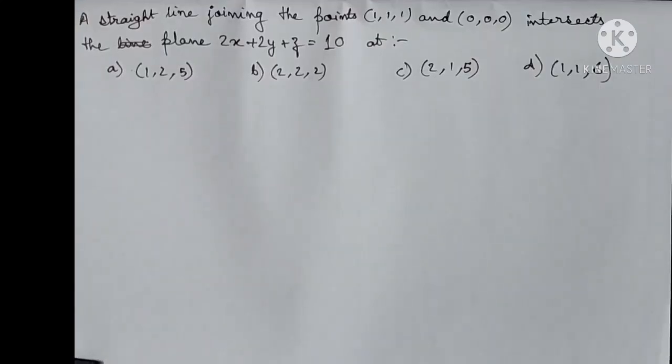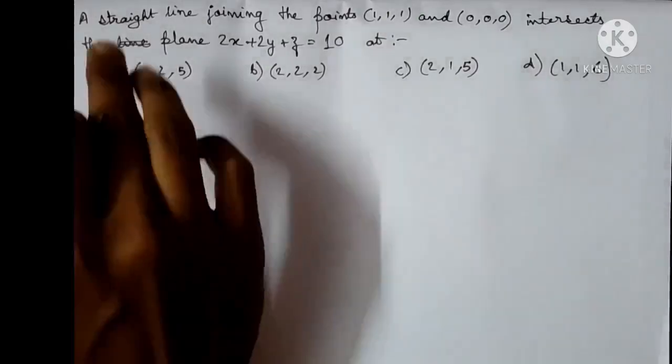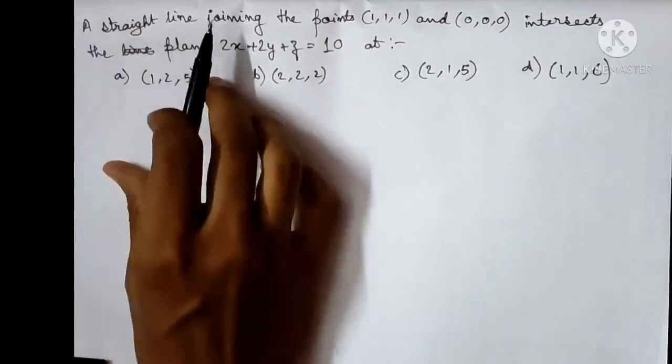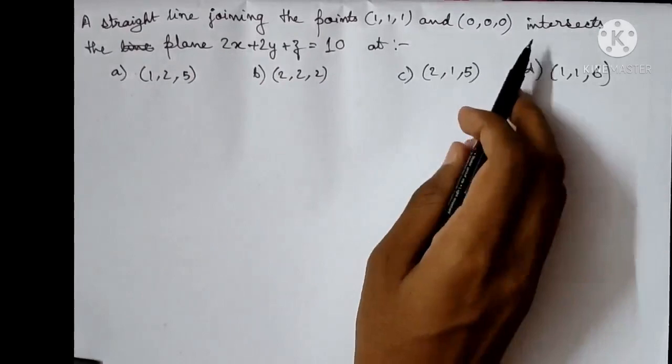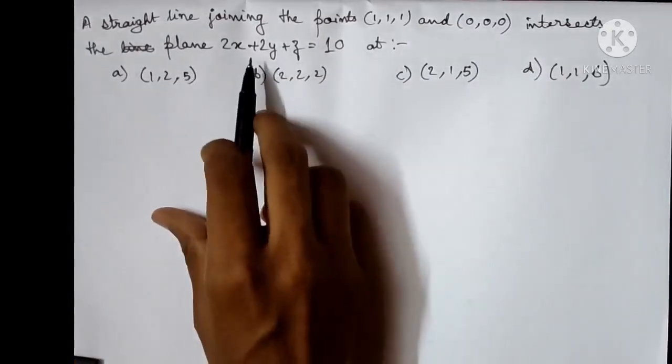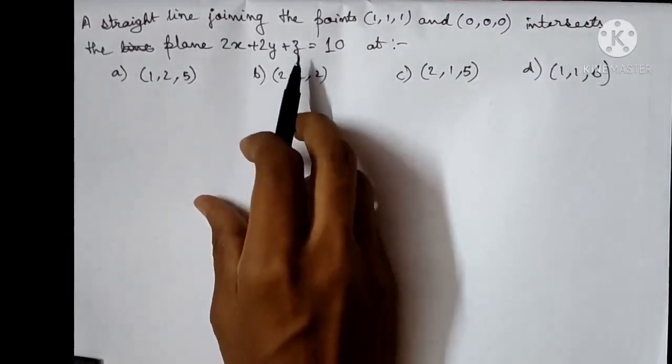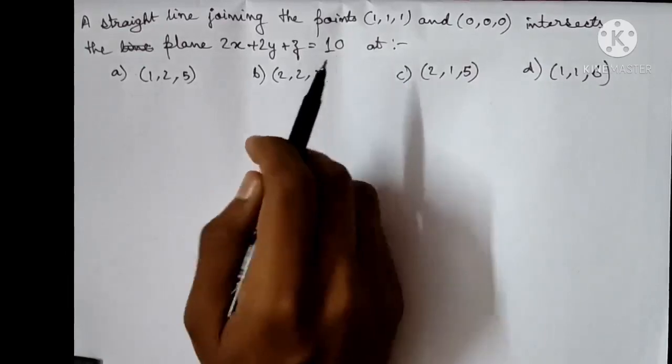Okay, so here we are with our first question. A straight line joining the points (1, 1, 1) and (0, 0, 0) intersects the plane 2x + 2y + z = 10.